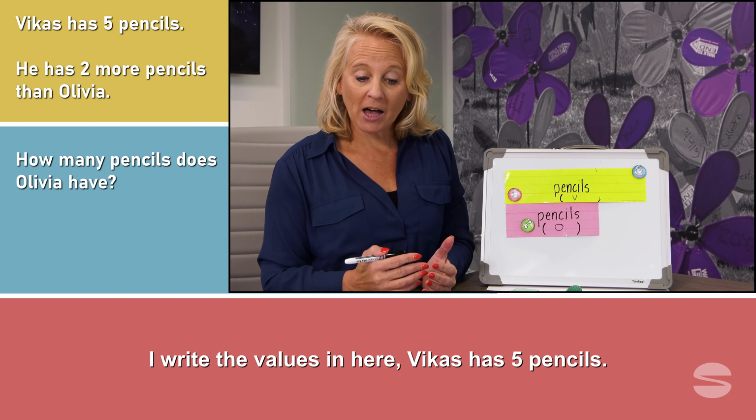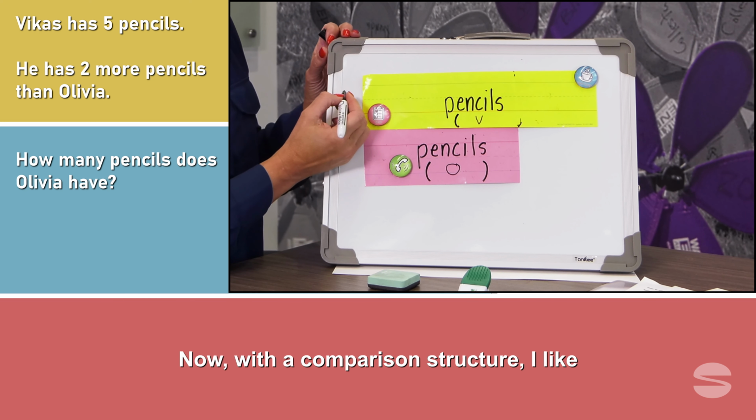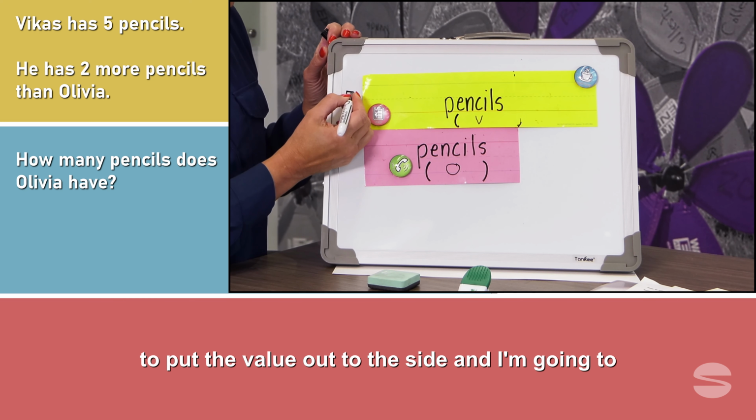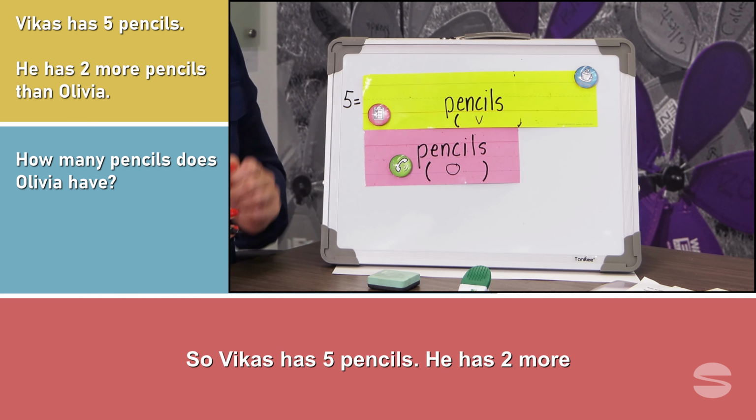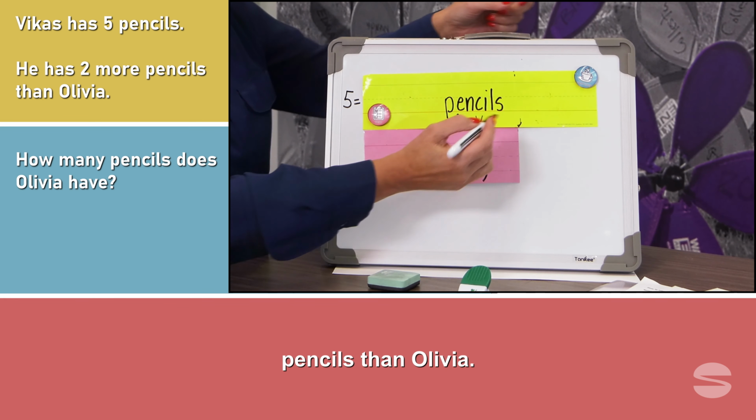If I write the values in here, Vika has 5 pencils. Now with a comparison structure, I like to put the value out to the side, and I'm going to tell you why in a minute. So Vika has 5 pencils. He has 2 more pencils than Olivia.